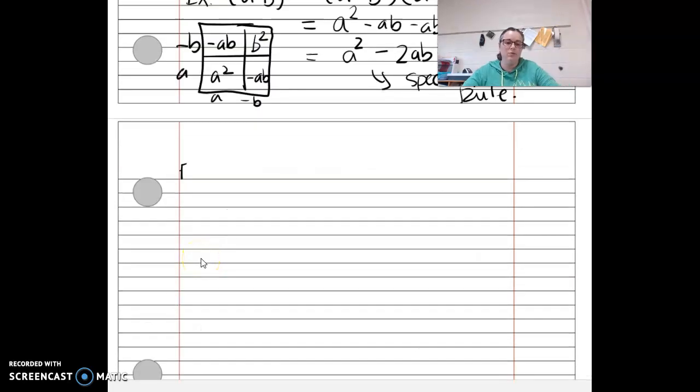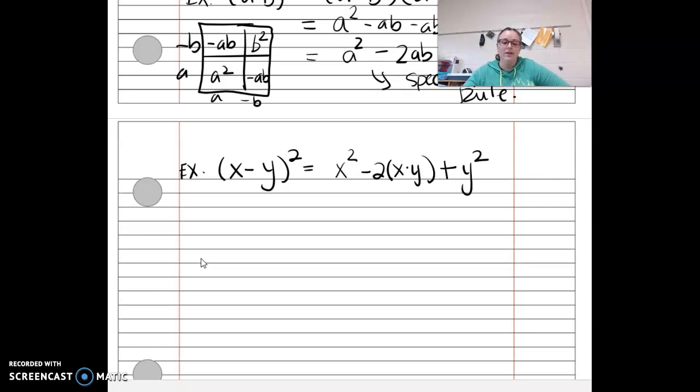Let's see if we can use this rule. Let's try, we have x minus y squared. So if I were to take my rule, I know I need to take my first term and square it, so I take my x squared. I'm going to take away 2 times my x times y, and then I have a plus whatever my second term is, which is y squared. So we end up getting x squared minus 2xy plus y squared.